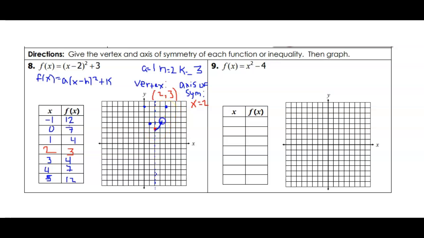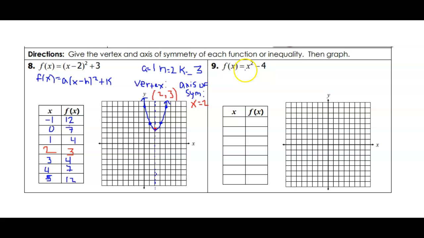I can now go ahead and plot or sketch this. I'm going to use my calculator as a guide to make sure I sketched it right. Okay, let's do the next one.